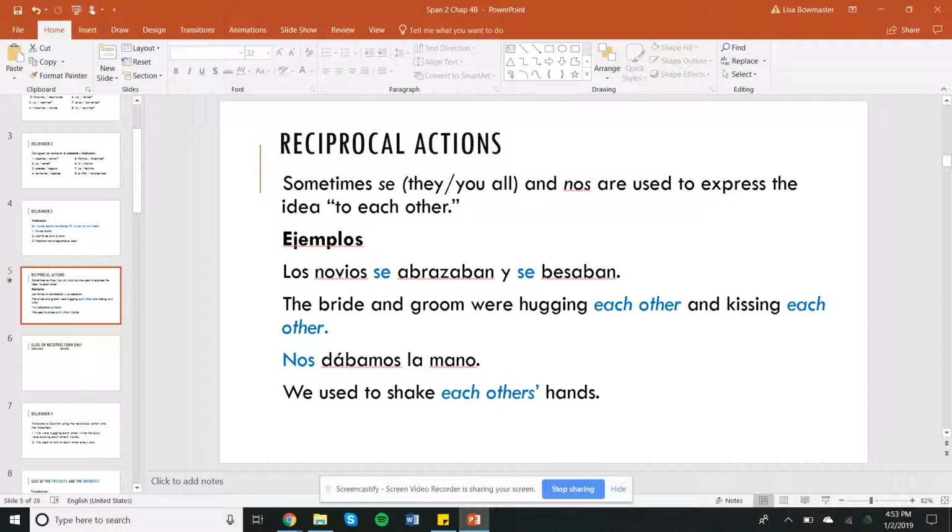So we've seen reflexive actions before, me, te, se, nos, and se, when the action gets reflected back on the person. So me ducho, I shower who? Myself. That me is in there.